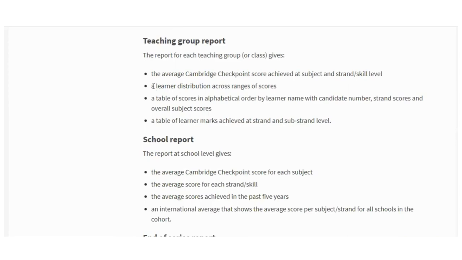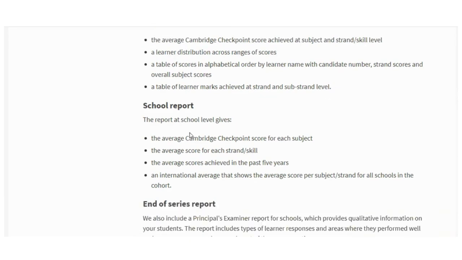And it'll give you a nice learner distribution across the range of scores. So how did the general class perform? It also gives you the table of scores in alphabetical order by name, so you know who in your class has got the highest and lowest. As a teacher, you know who to focus on going forward. Who do I have to help, and who is already doing their level best and it's more about pushing them to higher standards. So it's really a good tool for the teacher.